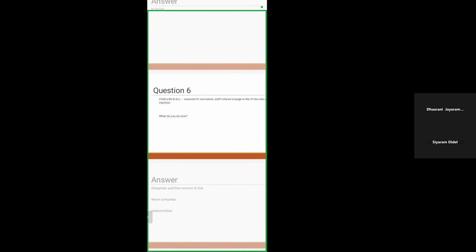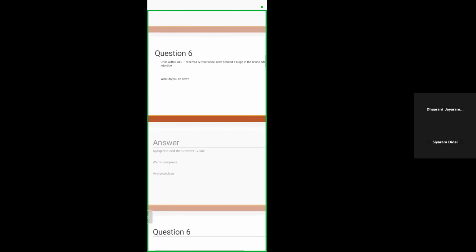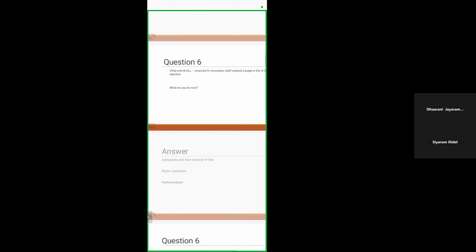Vincristine always has warm compress. V and W, they are alphabets together. So V, W, vincristine, warm. Doxorubicin, daunorubicin, cold. Okay, C and D are together in alphabet. So cold compress for daunorubicin, warm compress for vincristine. Okay. Hyaluronidase is a specific antidote which is given for vincristine extravasation.